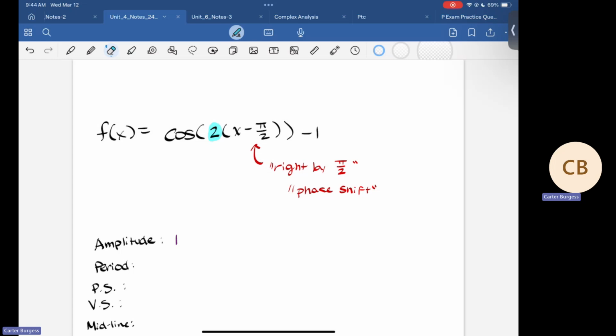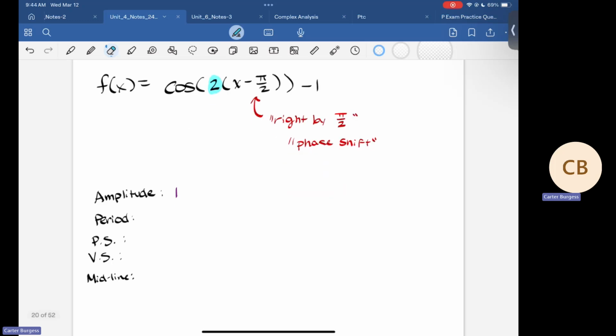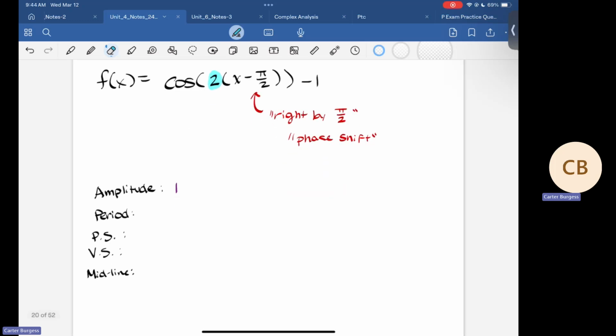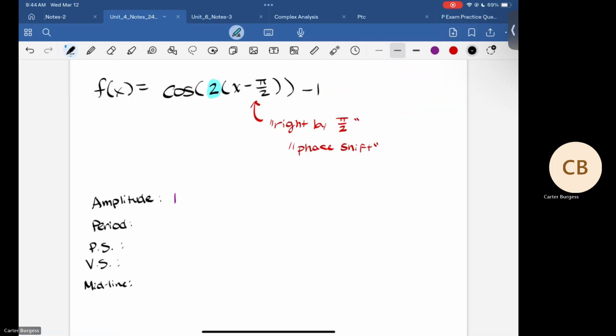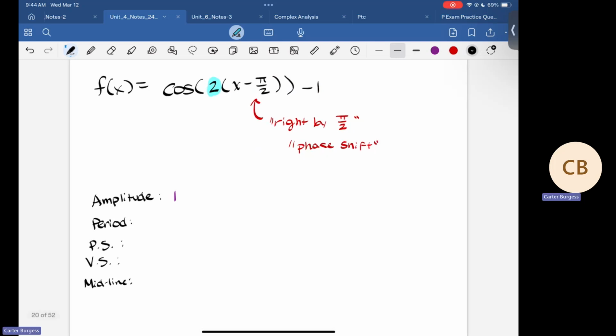If I shift everything over to the right, have I changed how long it takes for me to get all the way around the circle once? No. So the minus pi over 2 doesn't affect it, but that 2 does. And what do I do with that 2 in order to figure out my period? If I'm moving twice as fast, 2 pi over b. Well, in this case, b is just our value of 2. So this is 2 pi over 2, which gives me pi.